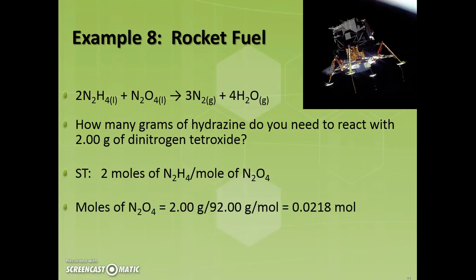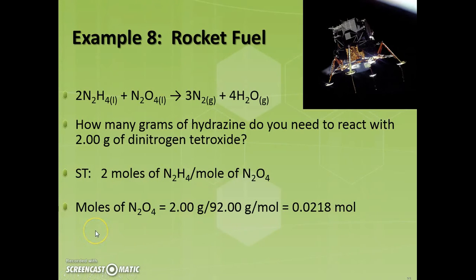Next, we need to find the number of moles of dinitrogen tetroxide. So we know we started with 2 grams. Divide by the molar mass. Grams cancel and moles go up on top. 0.0218 moles of dinitrogen tetroxide.